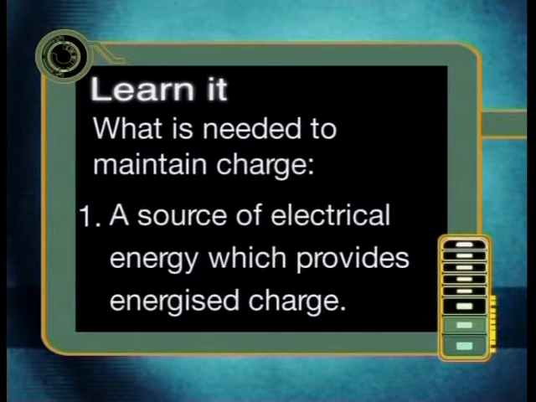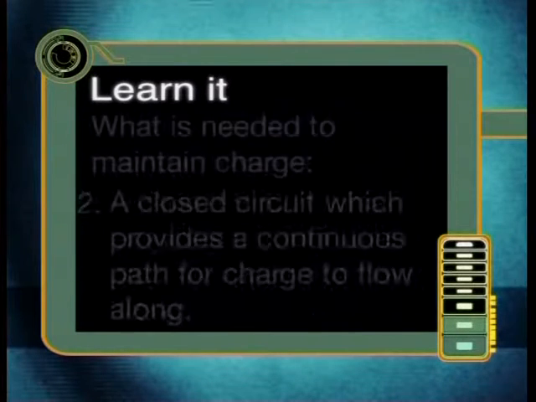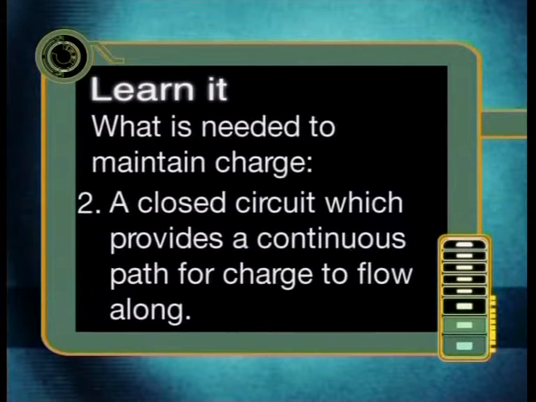This means that an electric current can only be maintained in a closed circuit. Therefore, to maintain an electrical current in a conductor, the following is needed: a source of electrical energy which provides energized charge, and a closed circuit which provides a continuous path for charge to flow along.